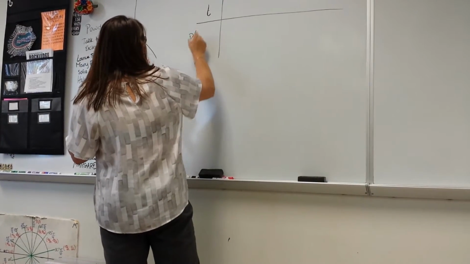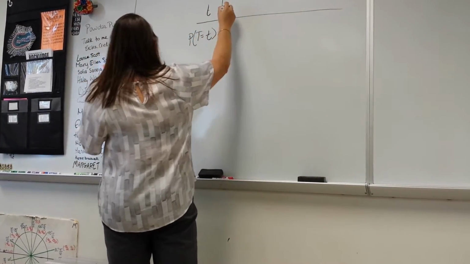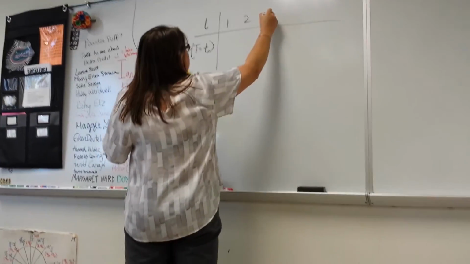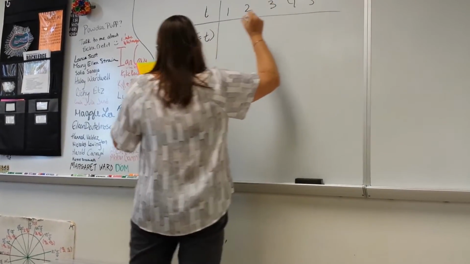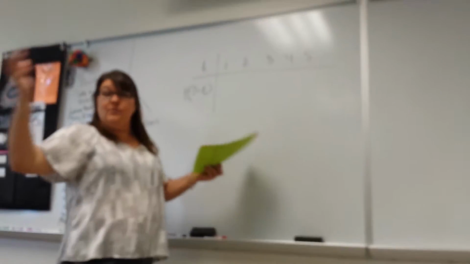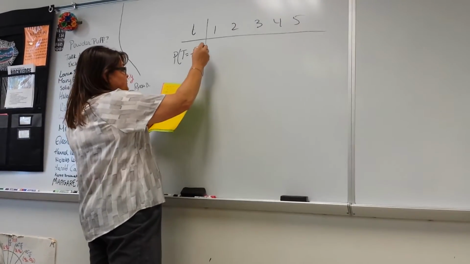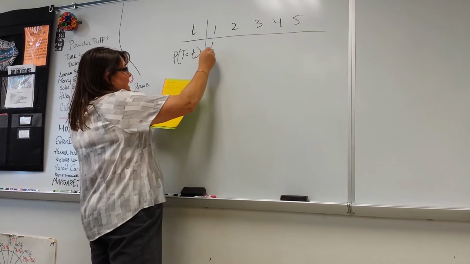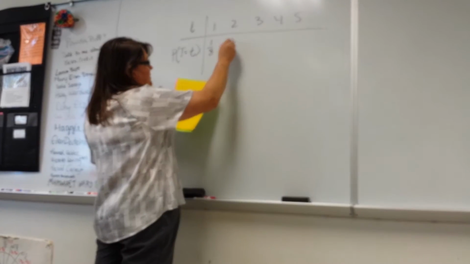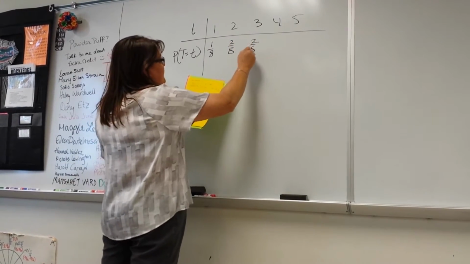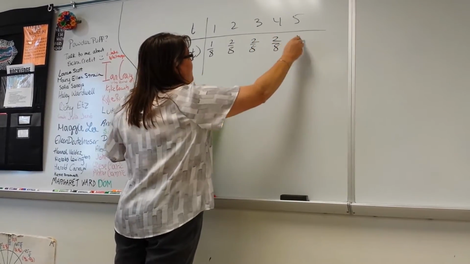We should have 1, 2, 3, 4, and 5. And then C, we decided, was 1/8 by solving it. So it's 1/8, and then 2 eighths, 2 eighths, 2 eighths, 1/8.